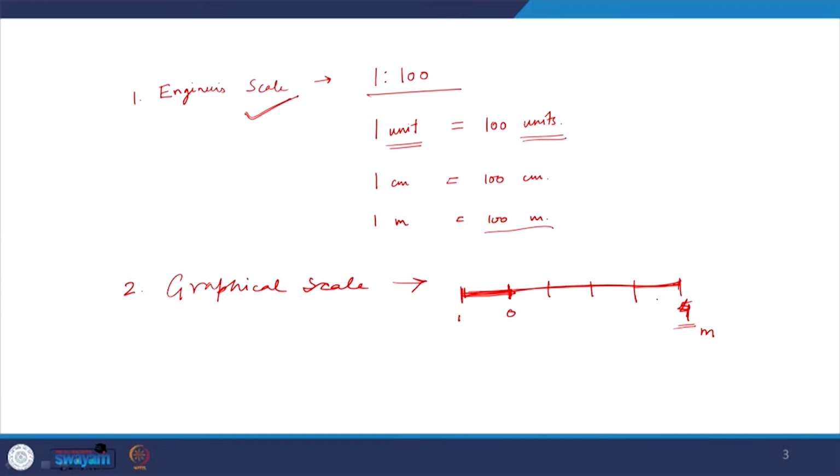To read it, we will take a divider and measure how much this is, and measure the same thing on the drawing that is represented on the sheet. You measure that drawing and put it on the scale, and you will know how many units are being represented here. That is what this graphical scale does.